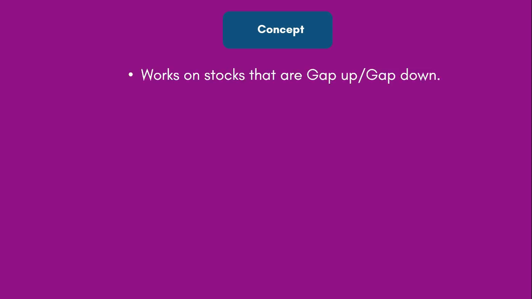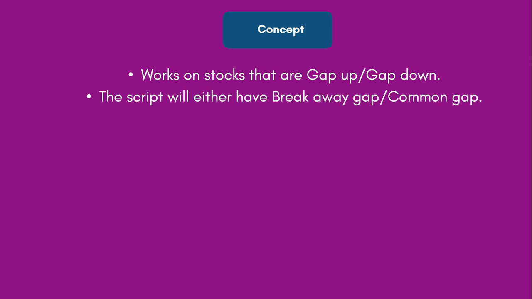First, we only focus upon those stocks that have a good gap up or gap down. So stocks should have a considerable amount of either gap up or gap down. Only then we take those stocks. That means only those stocks are on our radar. Next, the script will either have a breakaway gap or a common gap.